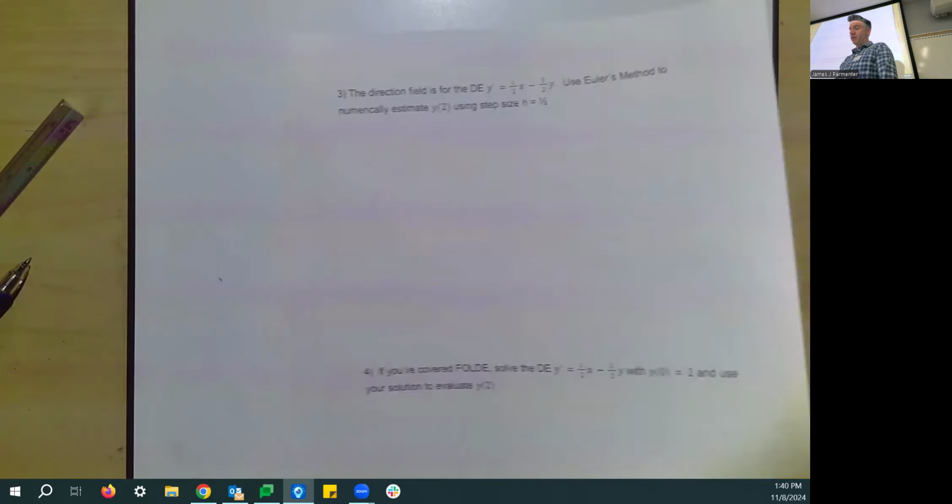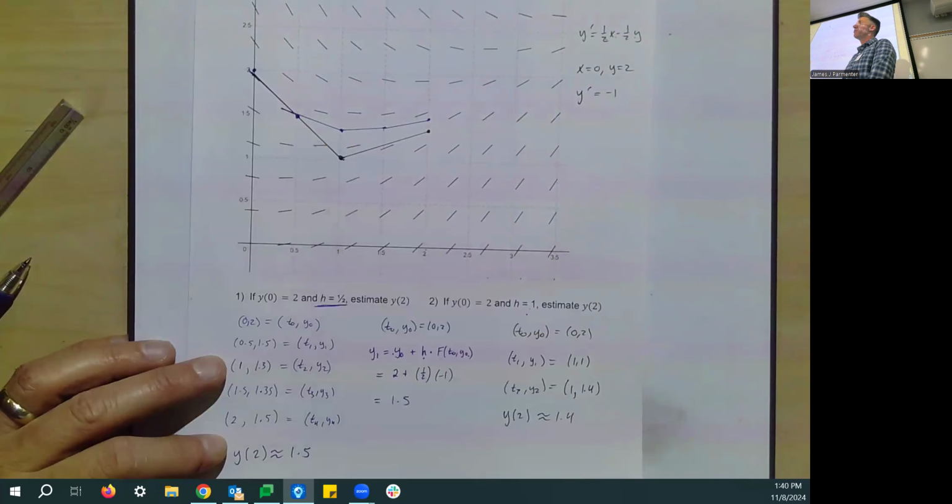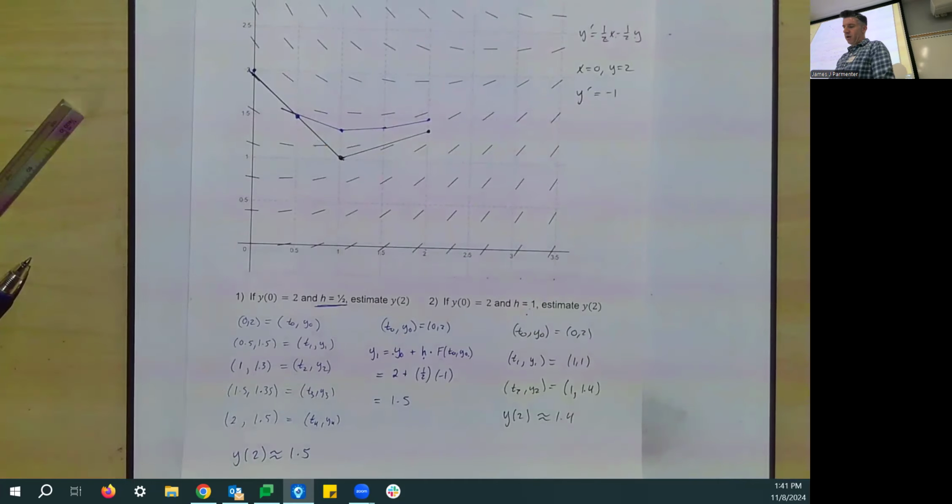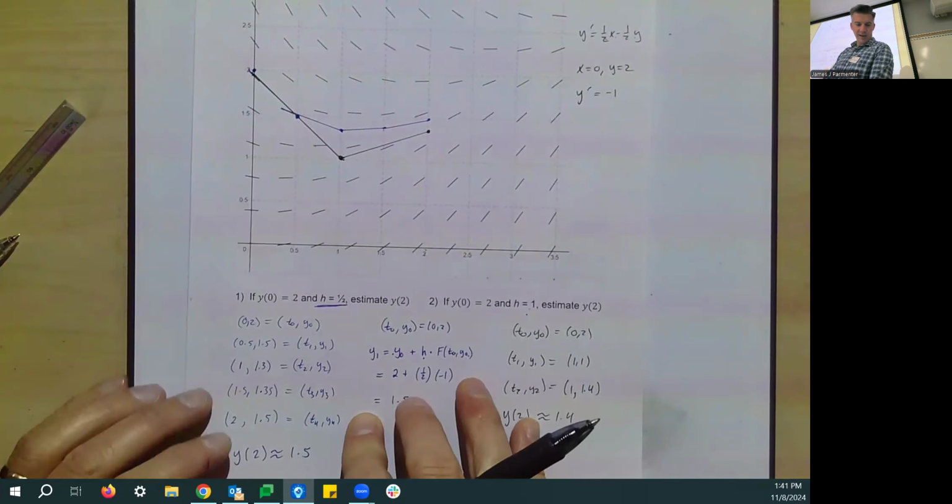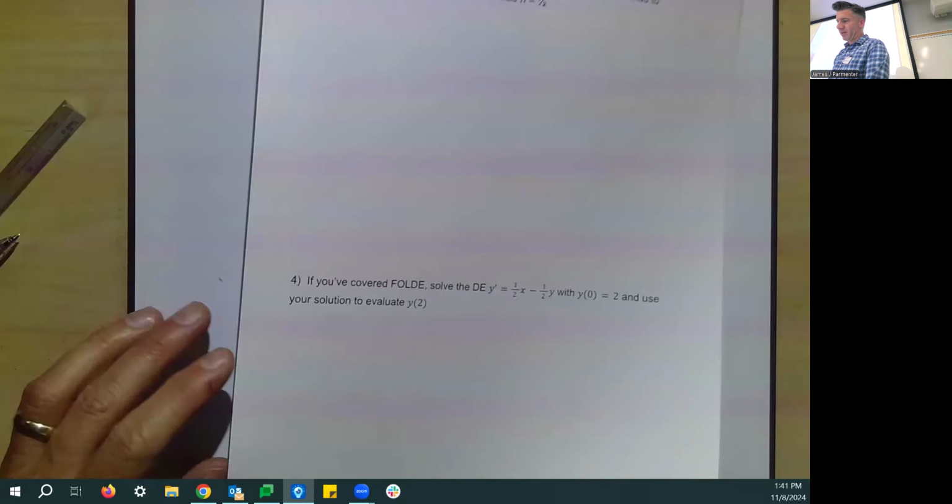And notably, at the point (0, 2), if x equals 0 and y equals 2, then my slope, y prime, is exactly 0 minus 1/2 times 2, which is -1. So it seemed totally reasonable to say the slope right there was -1. Cool, it works. The math here is going to get kind of gross, but it's worth doing.